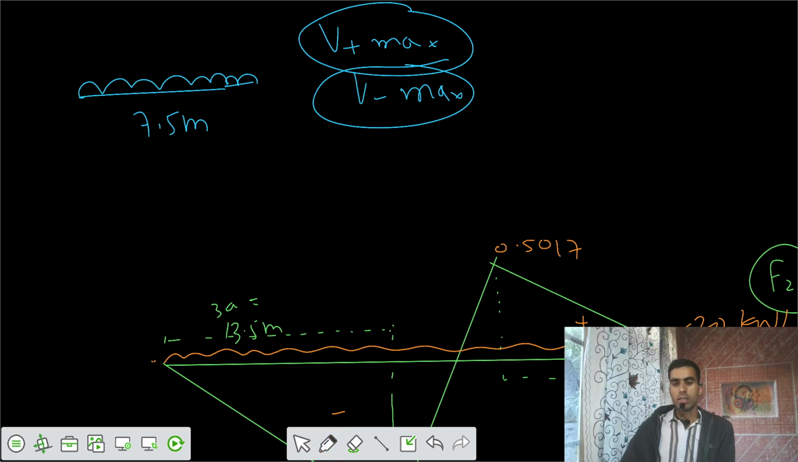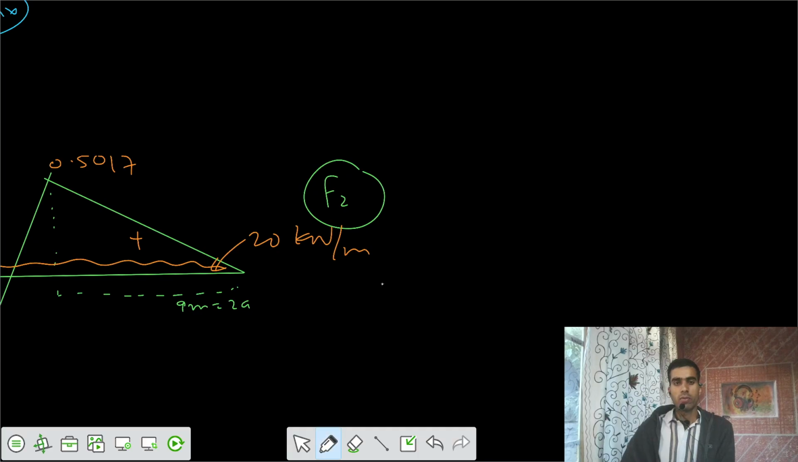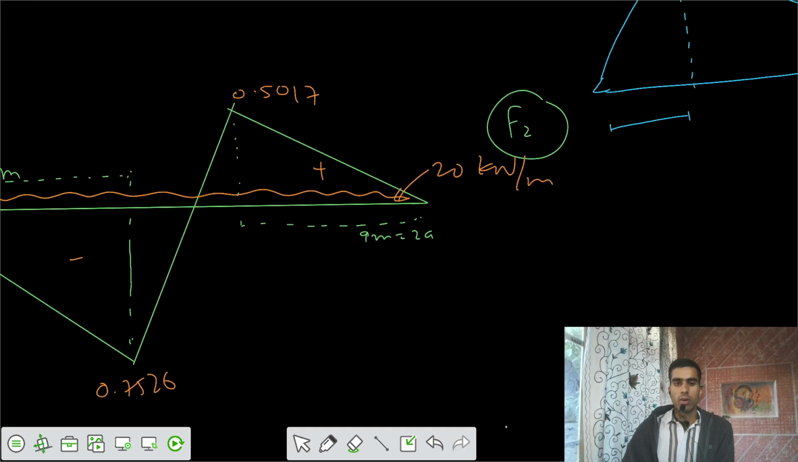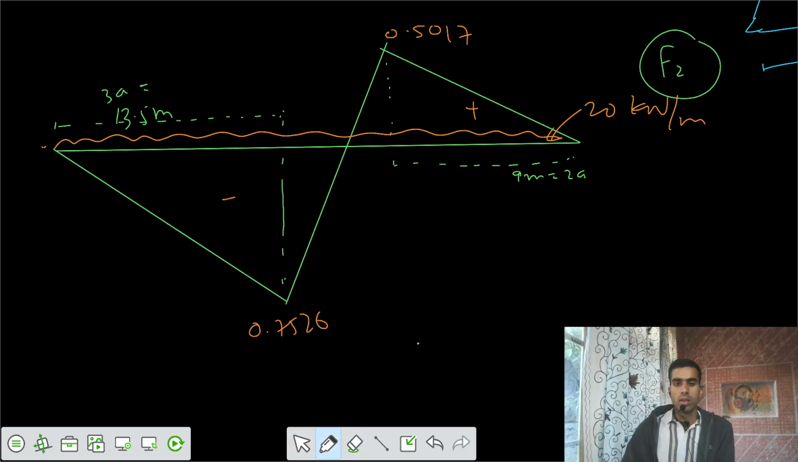Now if I take that separately, let's take the positive side first. Then I have to calculate the force. If this is 0.5017, and this was your total length of 9 meter, we don't know this value. We need to get this value such that I can place the load accordingly. Now we have to get this by similar triangles.